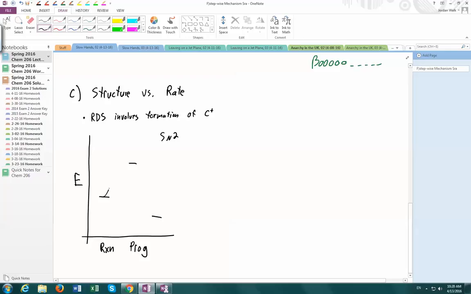So what we see is our first rate determining step is going to be pretty high because we're forming a carbocation, and then the second step's not going to be nearly as high because we're losing the carbocation. All right, so here we've got starting material, our product, and then our carbocation intermediate. And so what we find is our rate determining step is going to be the difference in energy between our starting material and the transition state that leads to our carbocation.